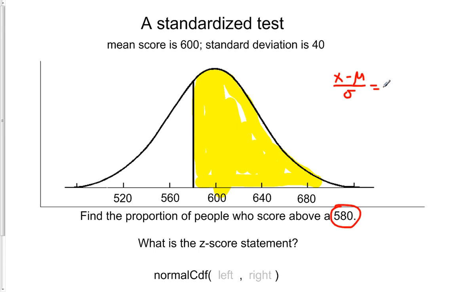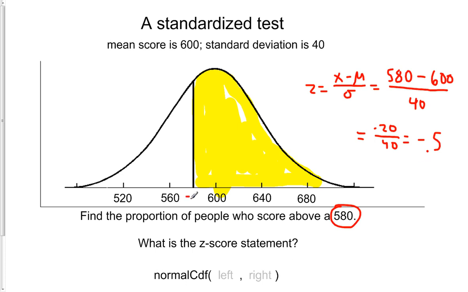So let's take that and write that out. 580 is the x value, the number that we're interested in. We're going to subtract our mean of 600. And then we're going to divide that by our standard deviation of 40. So that's going to equal a negative 20 over 40, which is exactly what our guess was before, negative 0.5. That's their z-score. So z is equal to negative 0.5.